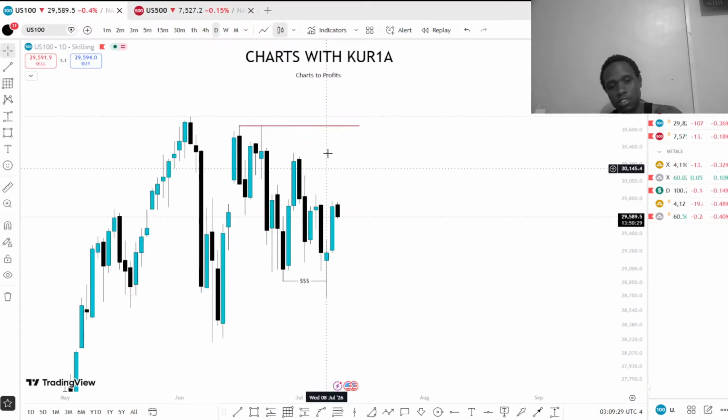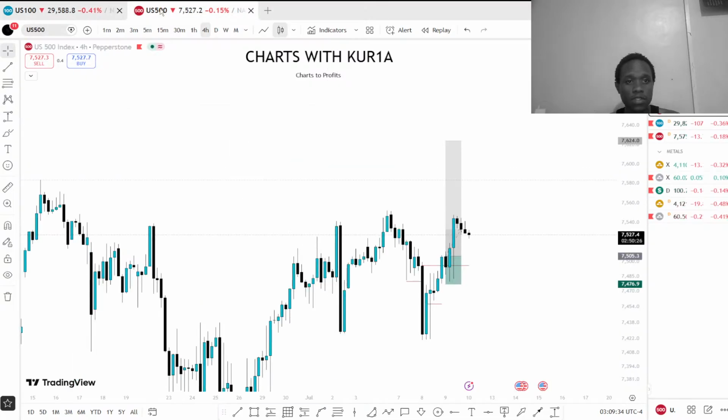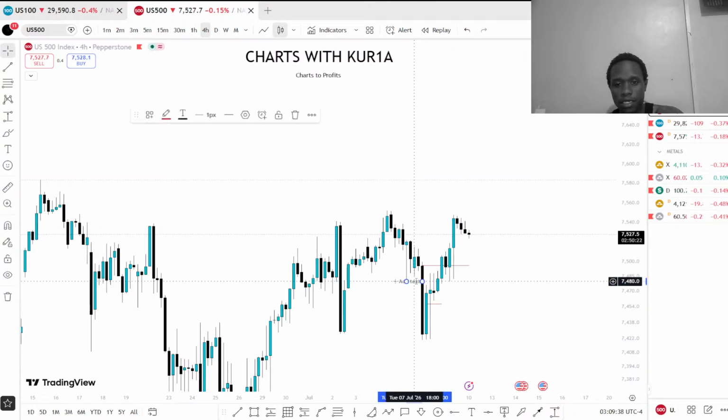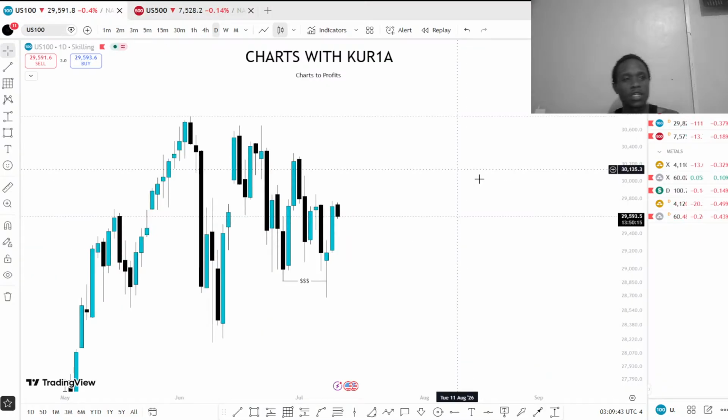Let's delete this for now. Yeah, so this is Nasdaq and SP500. I want us to do the daily analysis on today's price action. I usually like to start on a clean slate. That is what we did yesterday.